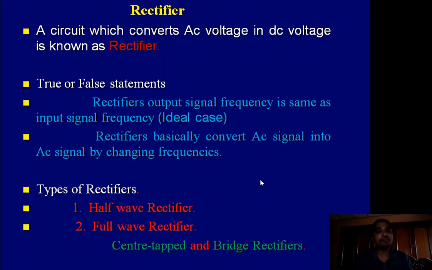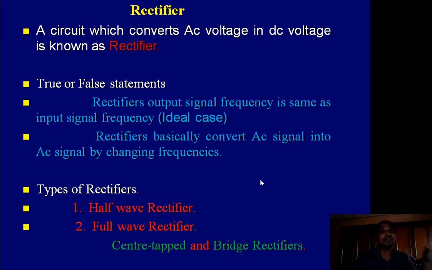The rectifier part we are going to start now. What is a rectifier? A rectifier is a circuit which converts an AC signal into a DC signal. A rectifier is required when you need a DC signal. When AC supply is available and you want DC supply, if you don't have any DC generator or any other device, you can use the rectifier circuit.